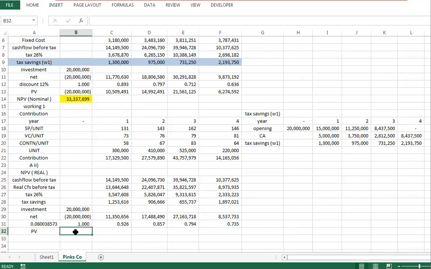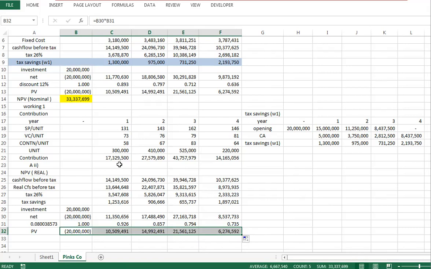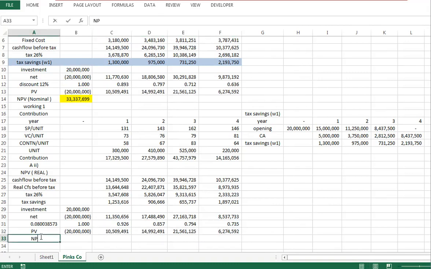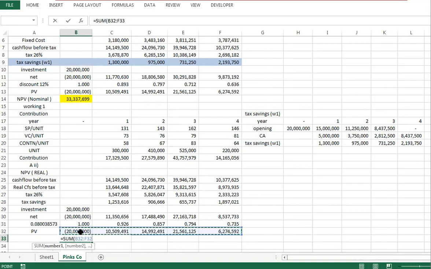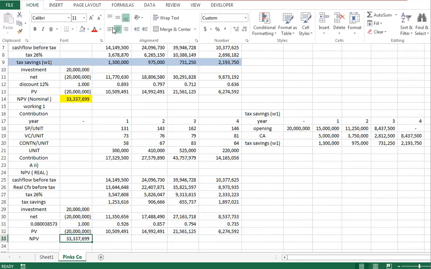And then the present value. So the present value will be this multiplied by this, and then you can apply it on all the cells, right? Now, if you compare the present values above and in this line, you're getting exactly the same answer in both the cells. Okay. So now we are going to calculate the net present value, which is equal to sum, select the range, close the bracket, and enter. So the answer is exactly the same as above.